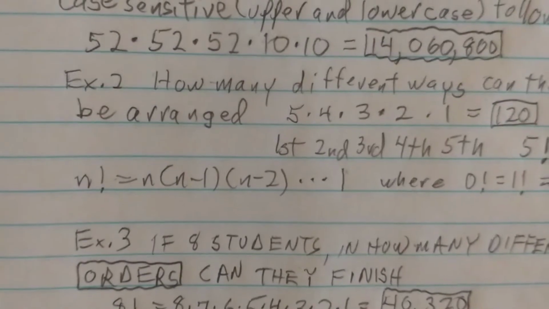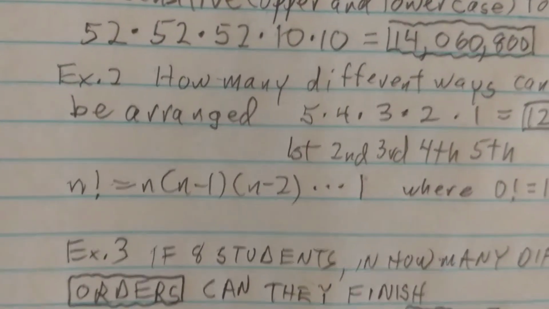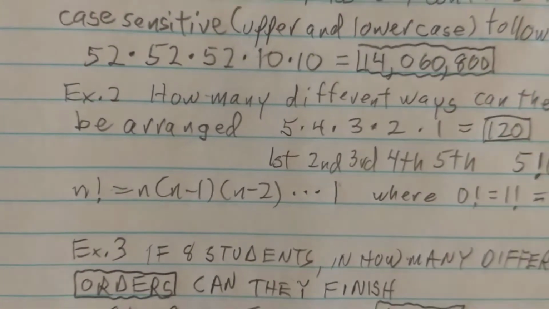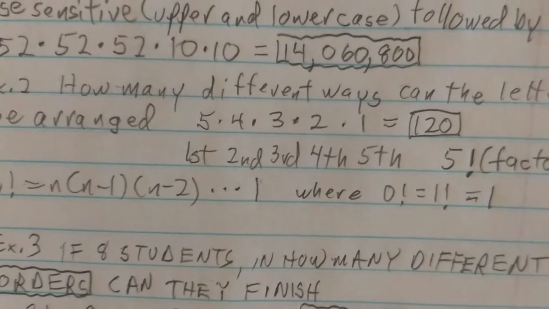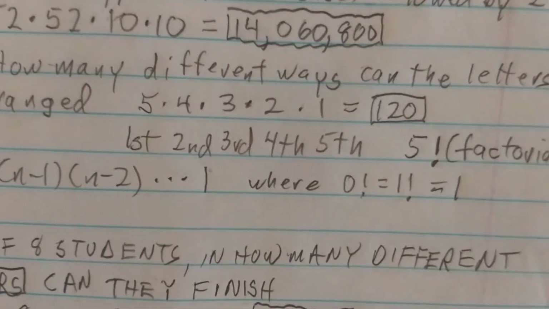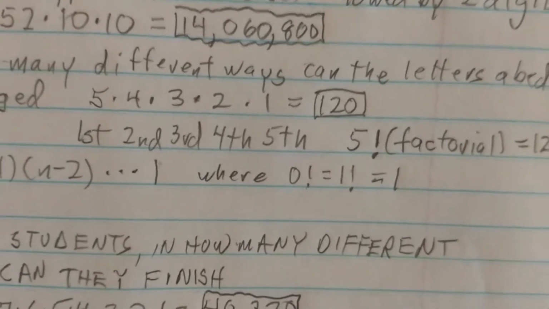Okay, and so in general, n factorial is equal to n times n minus 1, they all have to be integers, times n minus 2, multiplying all the way down to 1. But where we find some cases we need 0 factorial and 1 factorial, both of which are defined to be 1.